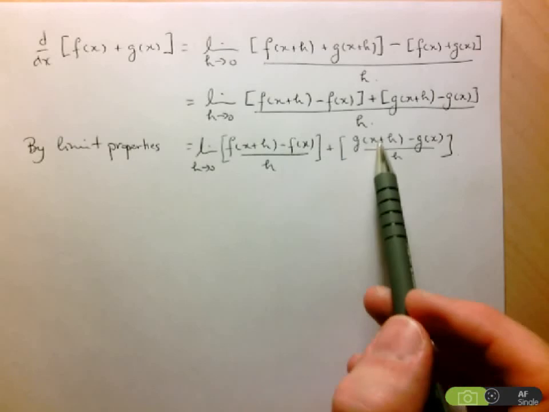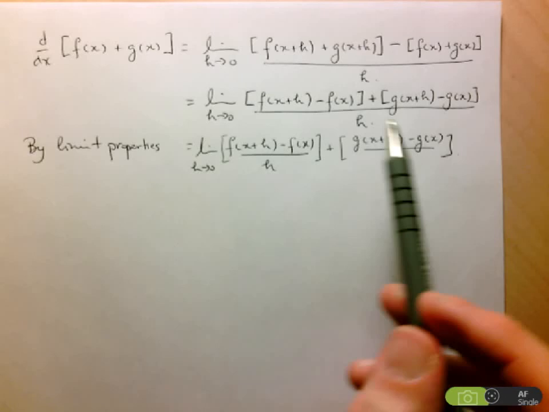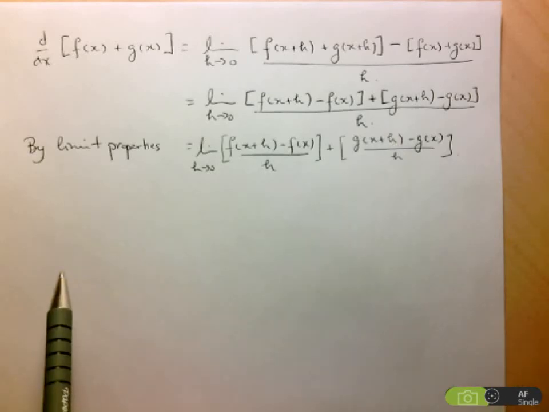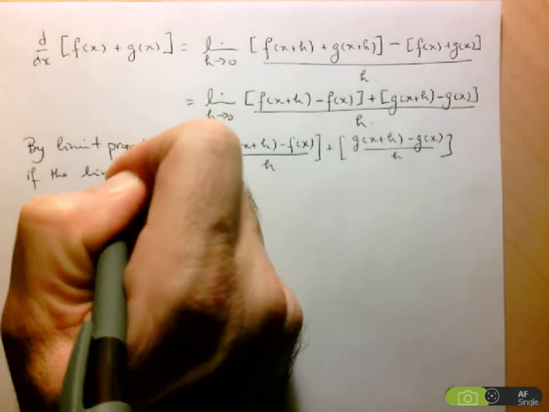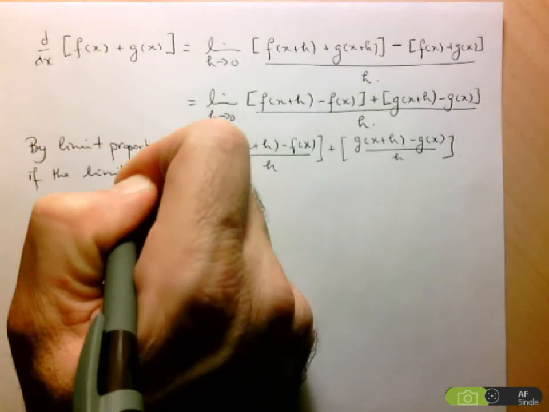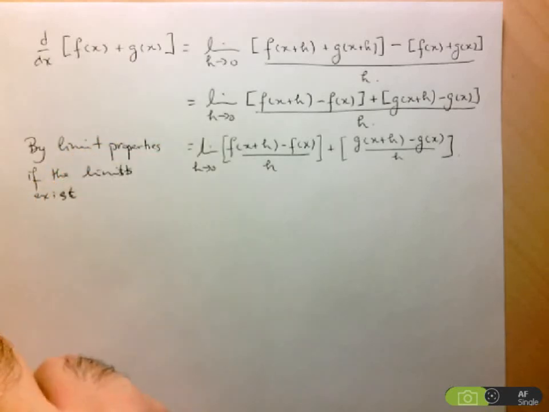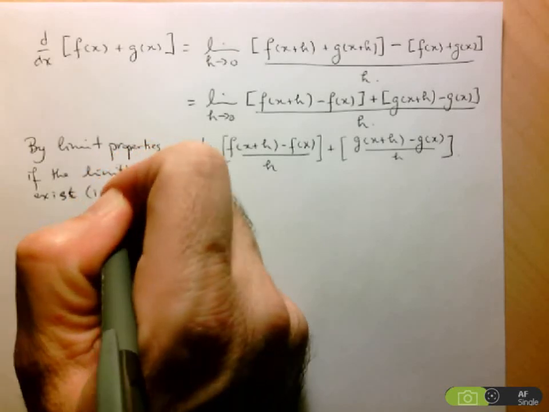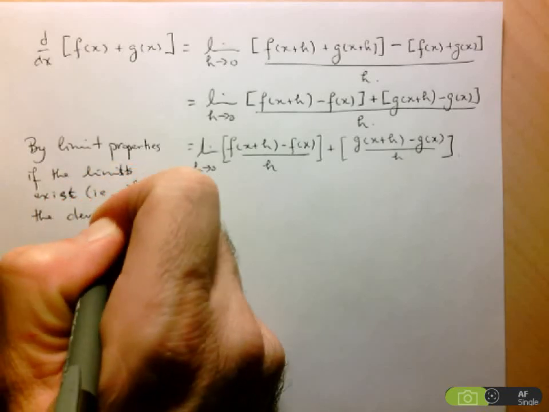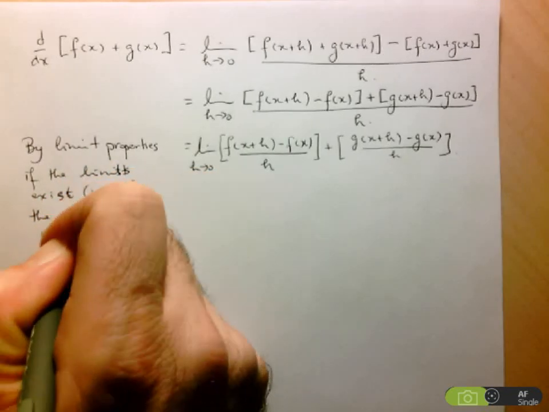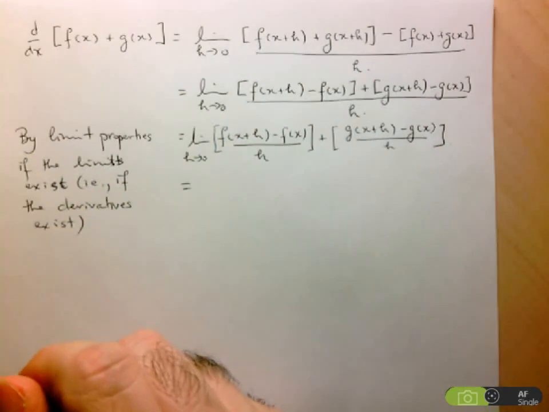Now, for this limit and that limit to exist essentially means that f has to have a derivative and g has to have a derivative. So this only works if the limits exist. Sorry about that. That is, if the derivatives exist. So we'll have to assume this when we're writing out our note.